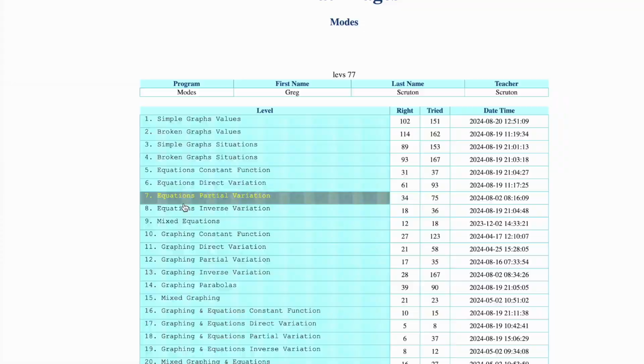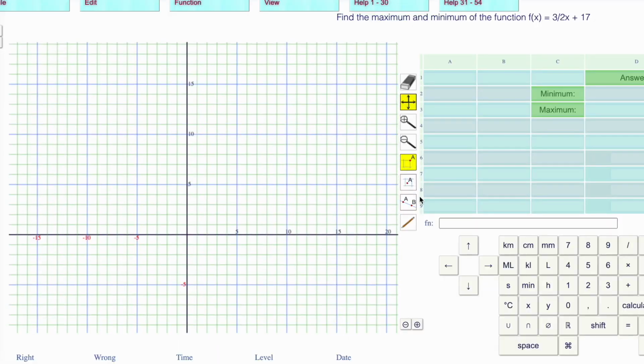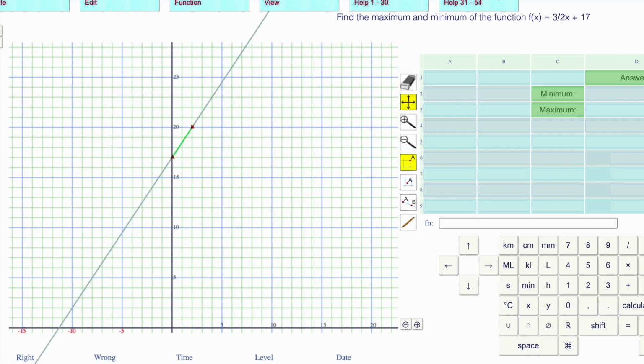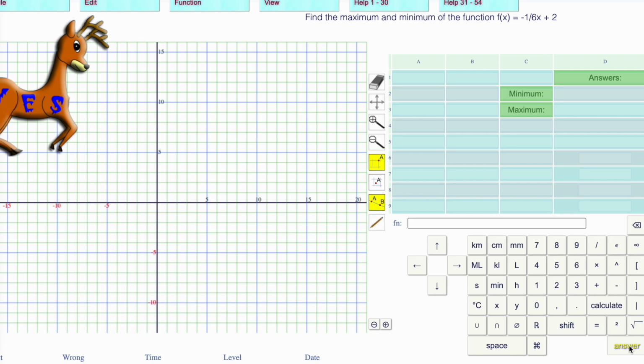Let's move on to linear functions. We're crossing at 17, and the slope is 3 over 2. Move over 2 and up 3: 1, 2, 3. It's going to go down forever. It's going to go up forever. There is no minimum. There is no maximum. I am going to put null set for both.